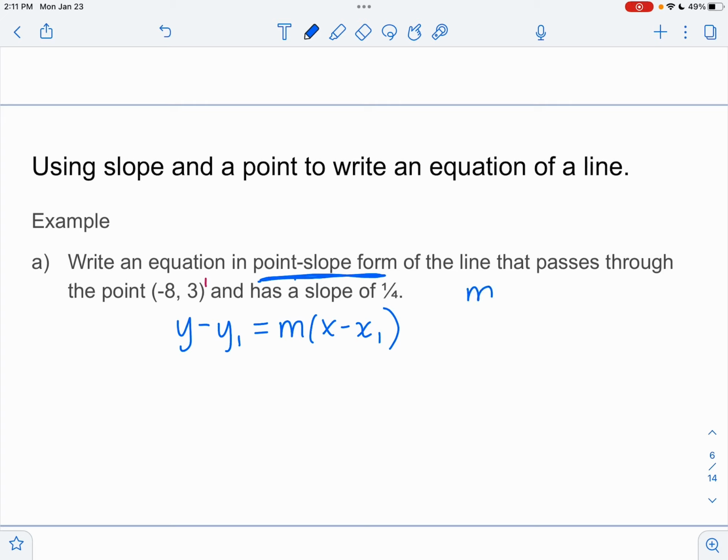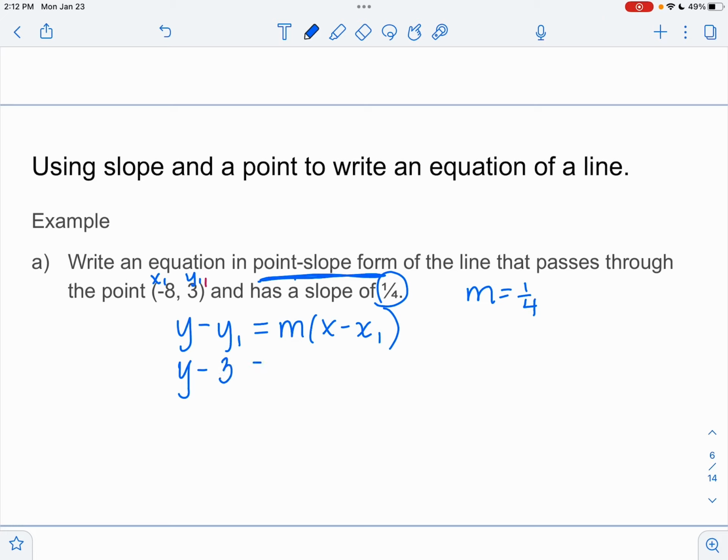So your slope, your m, is 1/4. They give that to us in the problem. It passes through the point -8, 3, and has a slope of 1/4. Then our point, our x1, is -8, and our y1 is 3. Don't mix those up. Remember, the x always comes first. So then we're going to substitute those values into point slope form.